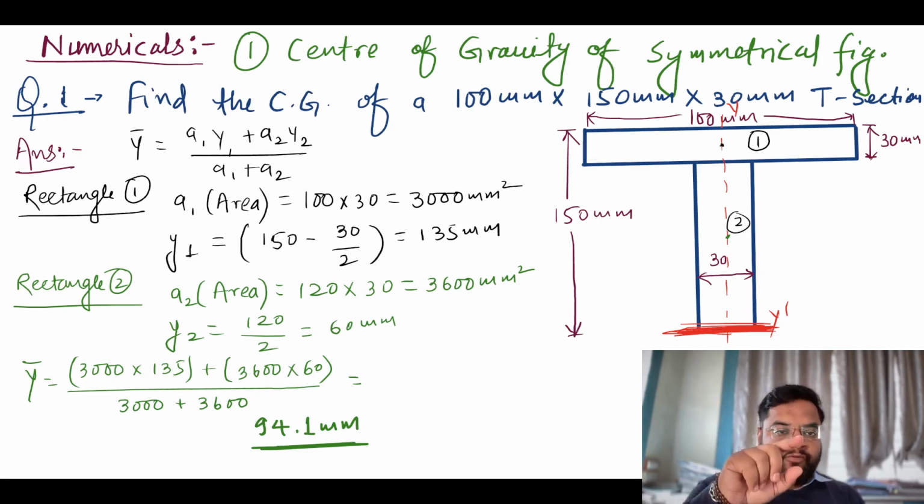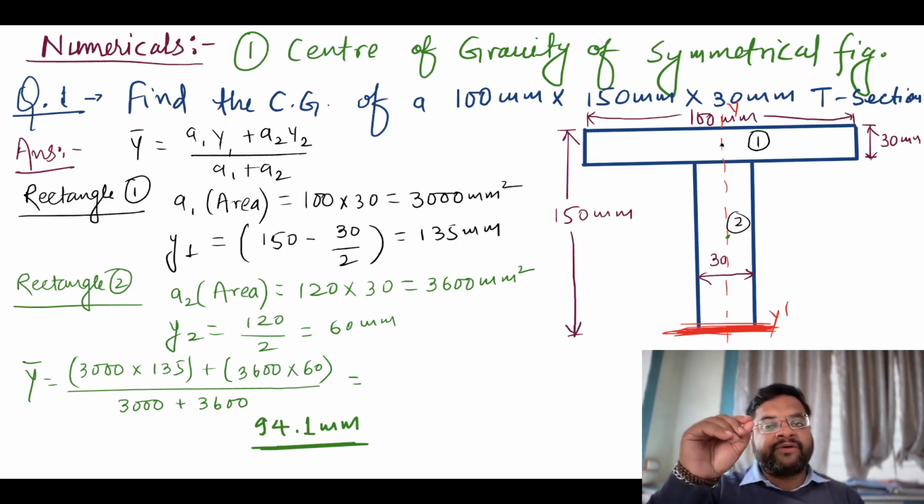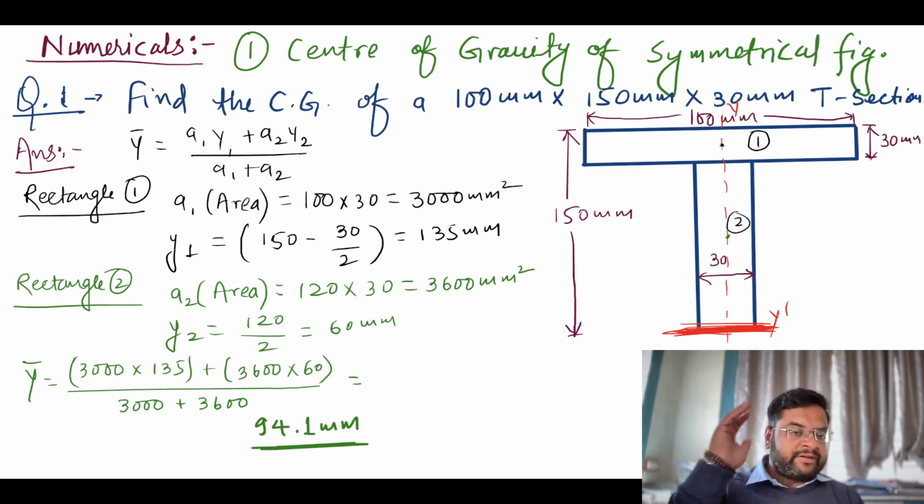So we have to find a1, that is the area of the first rectangle, and a2, the area of the second rectangle. y1 is the center of gravity of the first rectangle, and y2 is the center of gravity of the second rectangle.